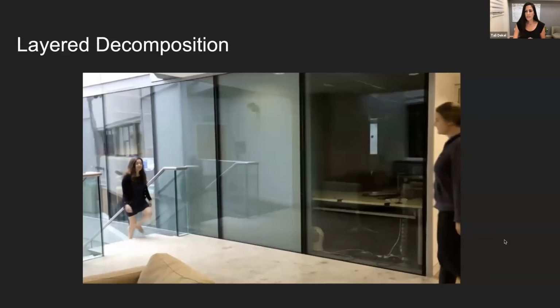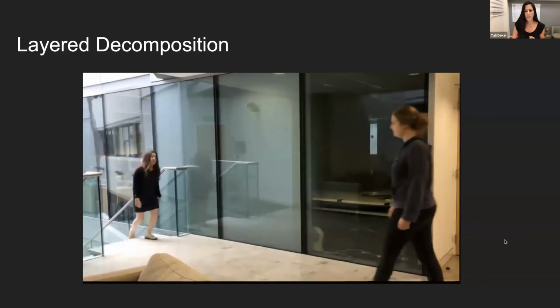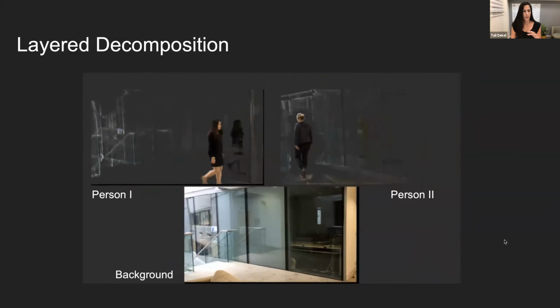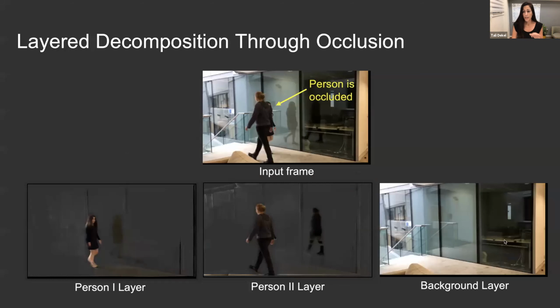The way we tackle this problem is through a novel layer decomposition of the video. This decomposition is human specific. What I mean by that is that each layer is associated with a person and all the scene effects that are related to that person. We also have a layer for the background. Another key feature of this decomposition is that each layer provides a full body estimate of that person, even if they are occluded in the original frame.